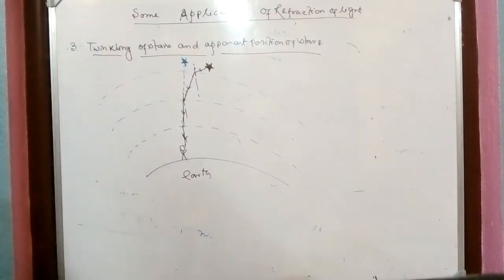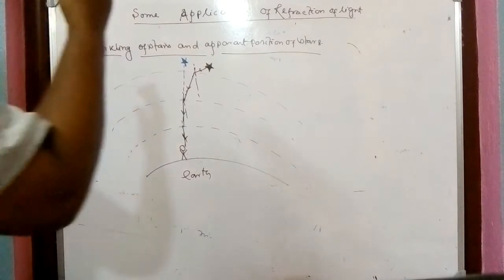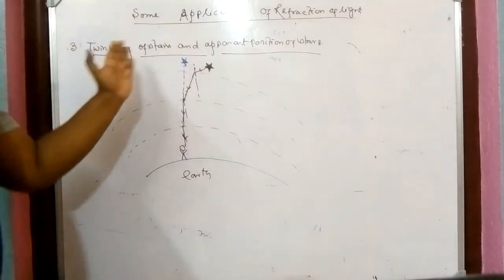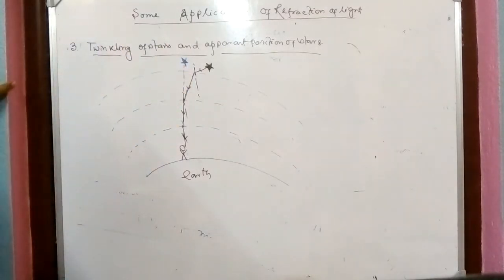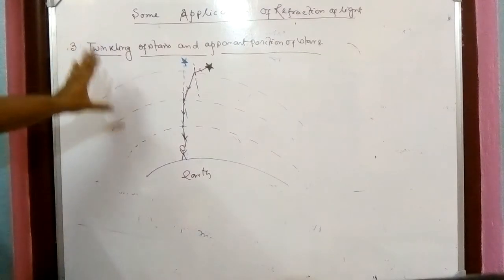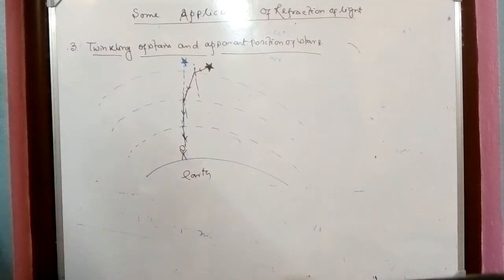That is known as the apparent position. So where we have seen the star in the sky, that is the apparent position. The real position is a little bit shifted from there. Okay, that is the apparent position of the star due to the refraction of light in a medium.